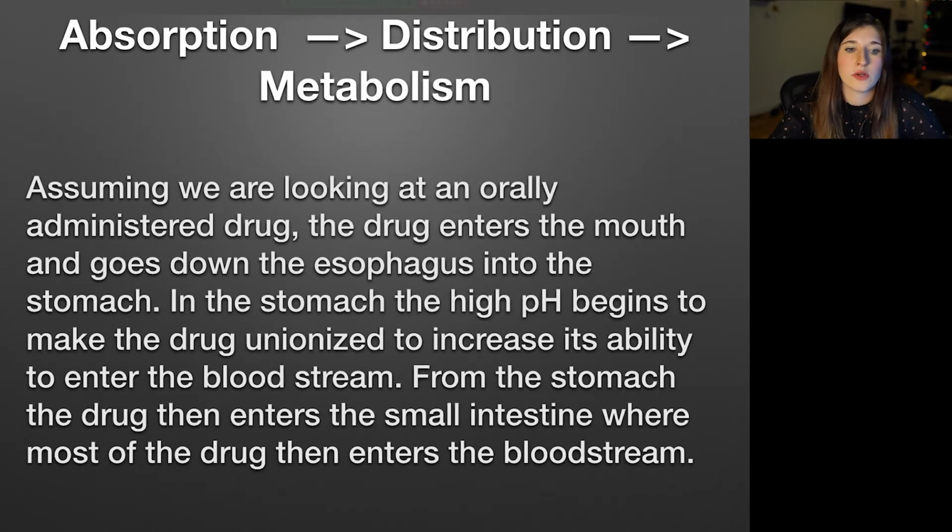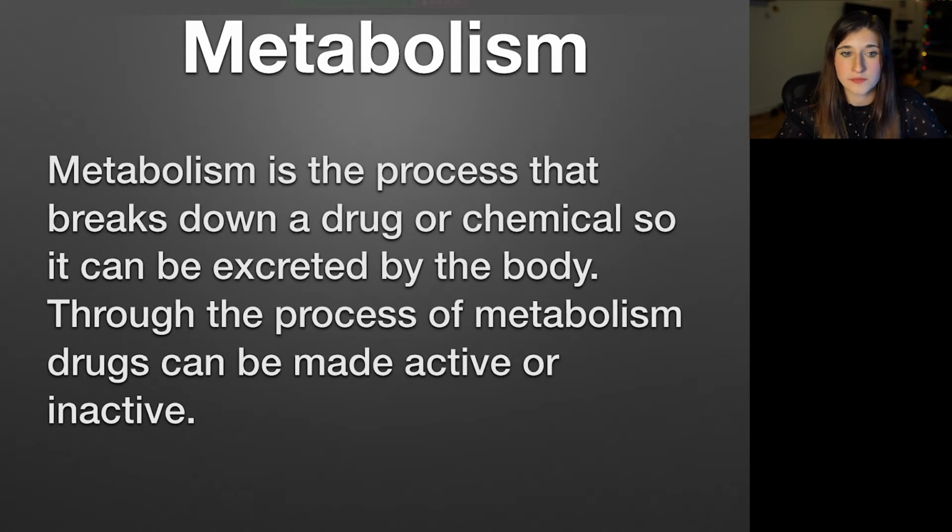So, assuming we're looking at an orally administered drug, the drug is going to enter the mouth, go down the esophagus, and into the stomach. In the stomach, the high pH is going to make the drug unionized, increasing its ability to enter the bloodstream. Then from the stomach, the drug is going to enter the small intestine, where about 70% of all absorption occurs. Once the drug is in the bloodstream, distribution begins, it goes around the body and eventually enters the liver, and that is the main site of metabolism.